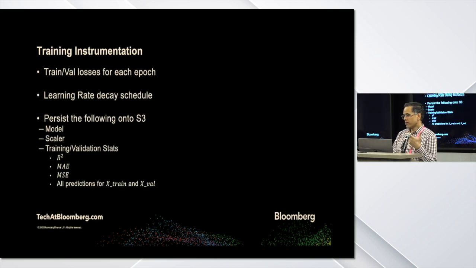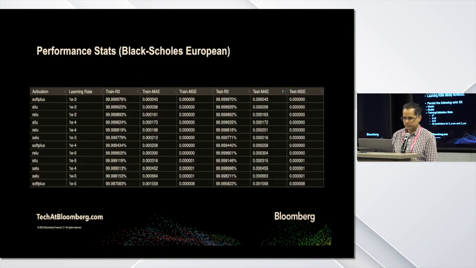We also want to collect a lot of instrumentation when the training is happening, like what are the training and validation losses for each epoch, and how does the learning rate decay schedule look like, so that after the training process, if you have to debug something, we have all the data and we can have some nice tools to visualize all these results. And we also persist not only the trained model, we also persist all the stats like R square, and all the predictions, so that we have all the results once the training is done.